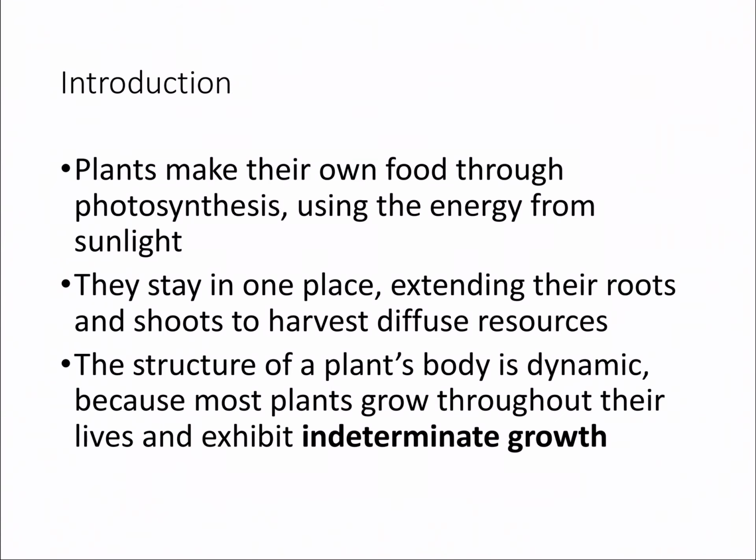Okay. So a little introduction here to what plants do in general. We've discussed already that plants make their own food through photosynthesis. Photosynthesis, again, is the process of taking the sun's energy and carbon dioxide and converting it into sugars. Another characteristic of plants: they stay in one place. Unlike animals, they don't move. They extend their roots and shoots, roots being the underground components of the plant, and shoots being the aboveground components. So the leaves, the stems, all those things are shoots. And the real goal of each of these is to harvest resources from the environment.